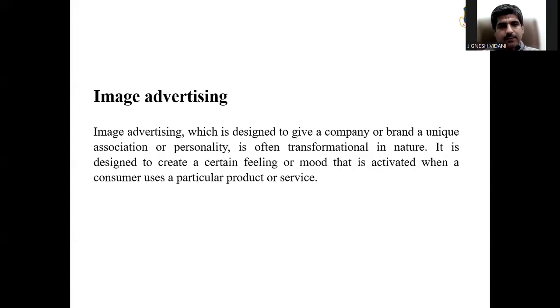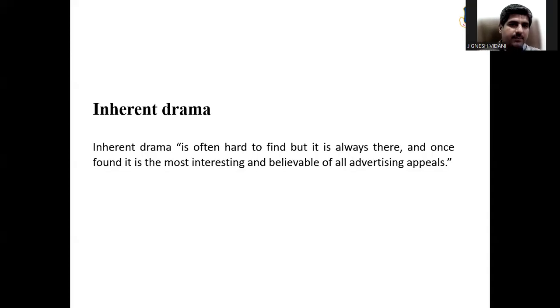Image advertising. Image advertising, which is designed to give a company or a brand a unique association or personality, is often transformational in nature. It is designed to create a certain feeling or mood that is activated when a consumer uses a particular product or service.